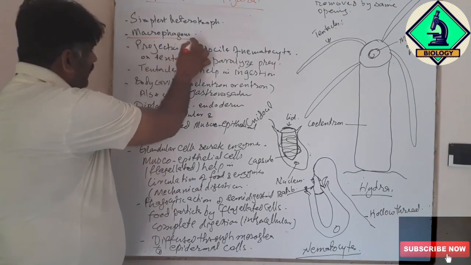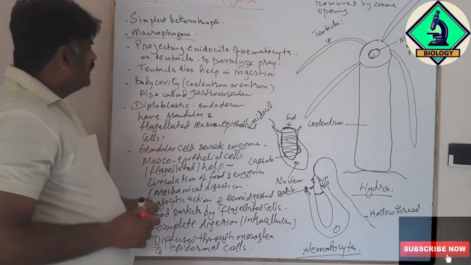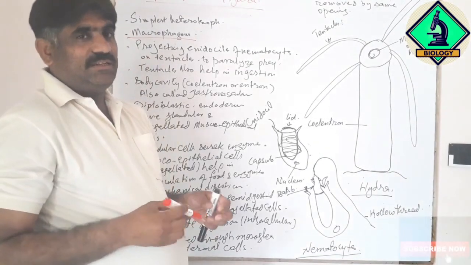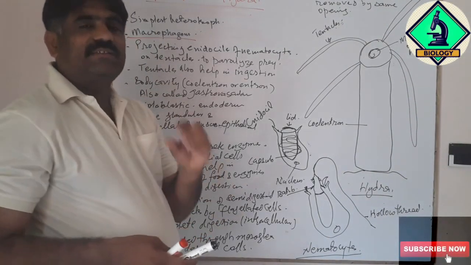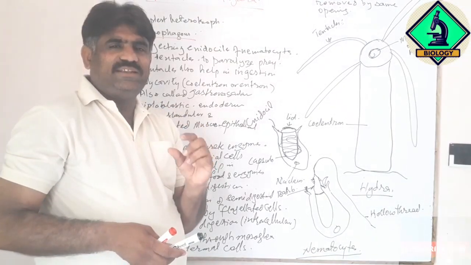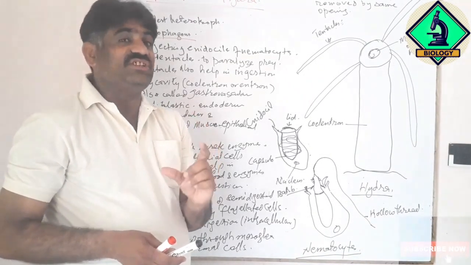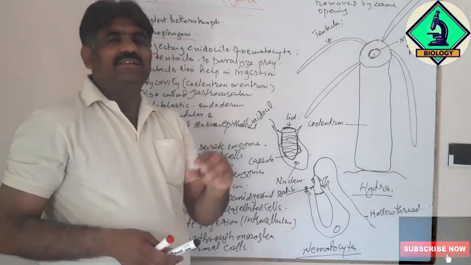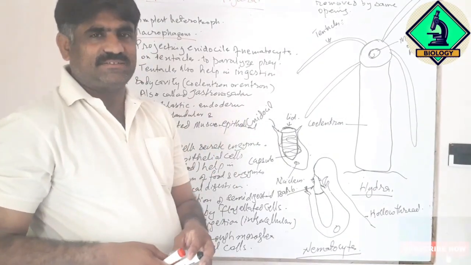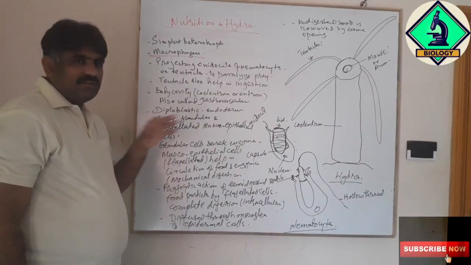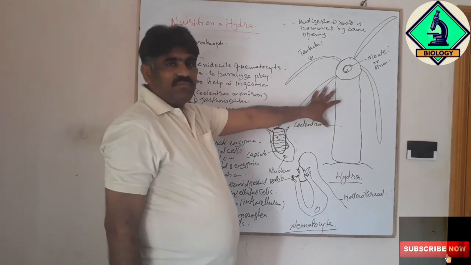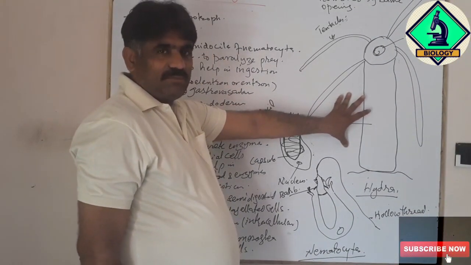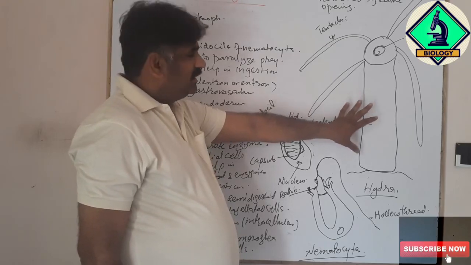Now what is the meaning of macrophagous? It means it feeds upon large food particles, like small other aquatic creatures, like crustaceans, like small annelids, like larvae of some insects. This is a figure of Hydra, and we know it is among the simplest because they are diploblastic.